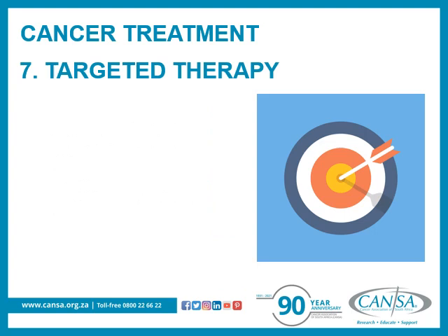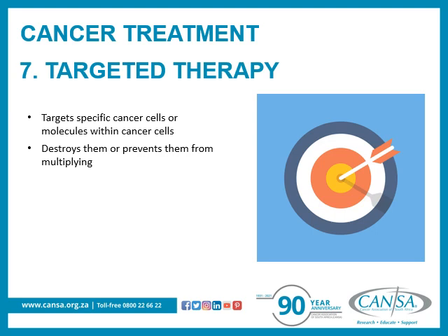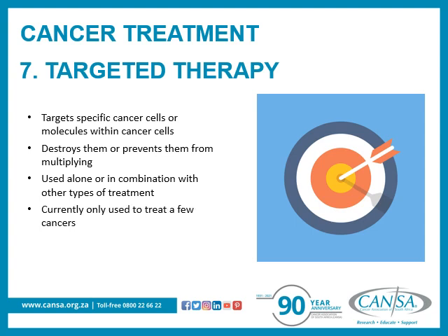Unlike chemotherapy, which targets both healthy cells and cancer cells, targeted therapy identifies specific cancer cells or molecules within cancer cells and either destroys them or prevents them from multiplying. Targeted therapy can be used as a treatment on its own or in combination with more traditional treatments like chemotherapy, surgery, or radiation. At the moment, there are only a few cancers that can be treated using targeted therapy.